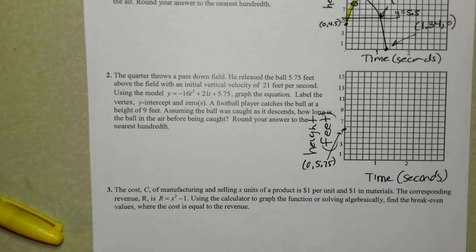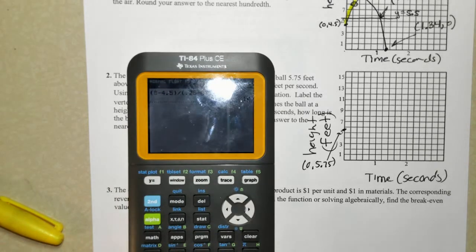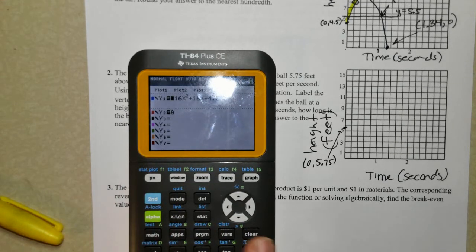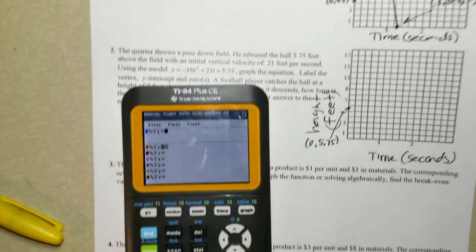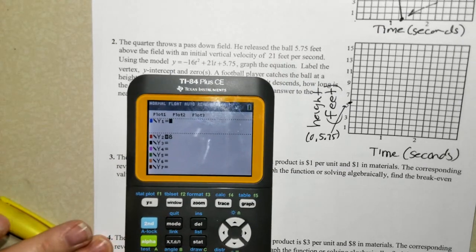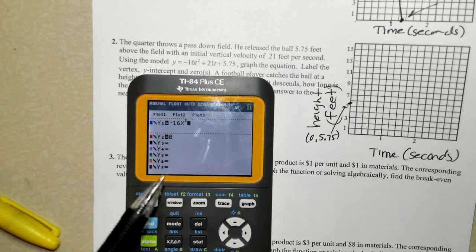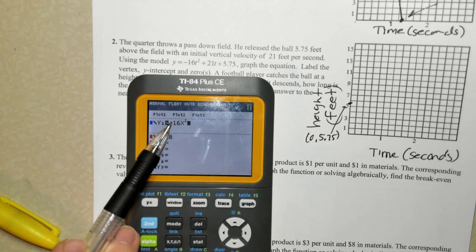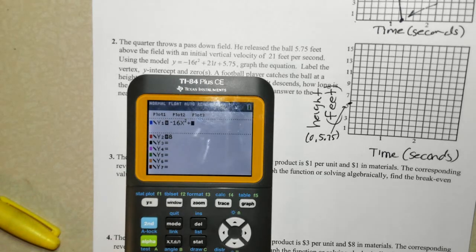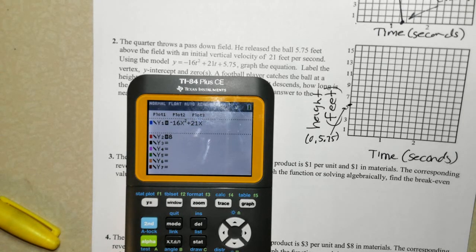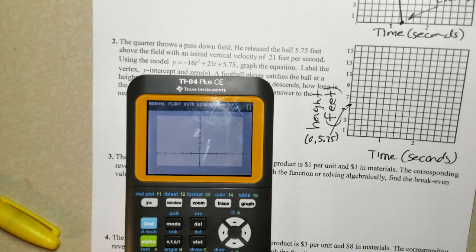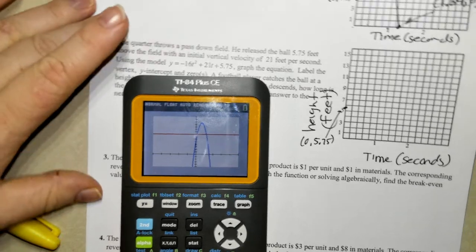Now to figure out the vertex and the x-intercept, known as the zeros, I'm going to use a graphing calculator. Go up to y equals and type in what we have for an equation that models this pathway. Sometimes students make a mistake by putting a subtraction sign here. This is a negative. I'm able to see the entire graph.